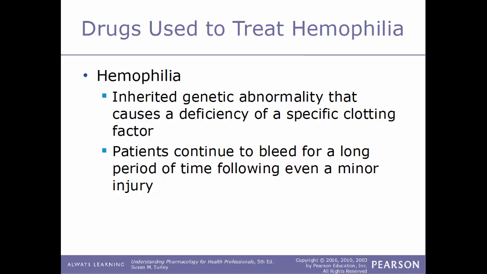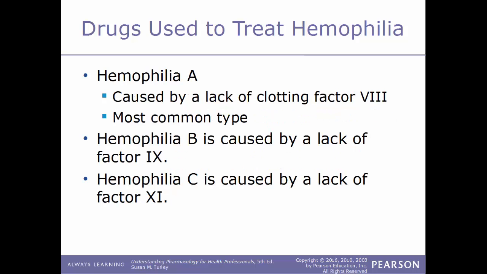All right, now we'll talk about drugs that are used to treat hemophilia. Now, hemophilia is an inherited genetic abnormality that causes a deficiency of a specific type of clotting factor. Patients will continue to bleed for a very long period of time following even a very minor injury. There are various types of hemophilia, depending on what clotting factor is affected. Hemophilia A is caused by a lack of clotting factor number 8, and this is the most common type of hemophilia. Hemophilia B is caused by a lack of clotting factor number 9. Hemophilia C is caused by a lack of factor number 11.